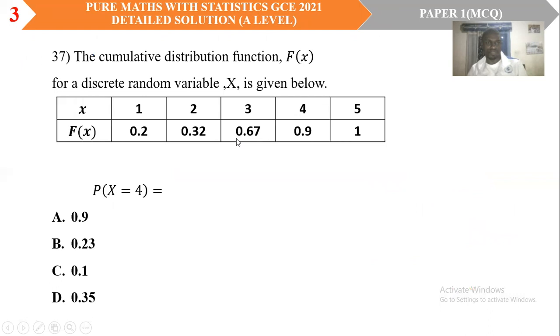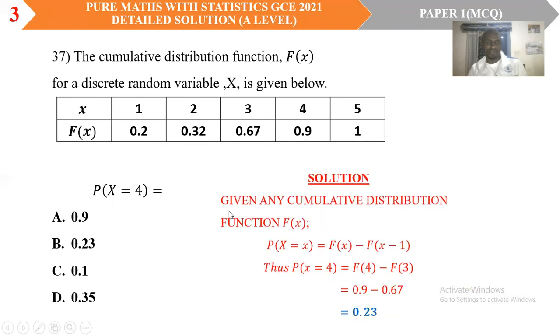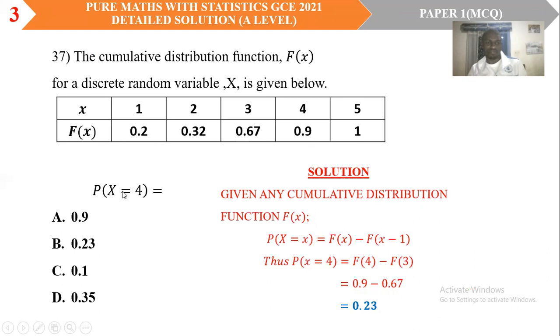Question 37. The cumulative distribution function F of x for a discrete random variable x is given below. When x is 1, the cumulative is 0.2. When x is 2, we have 0.32. When x is 3, we have 0.67. When x is 4, we have 0.9. And when x is 5, we have 1. The probability of x equal to 4 is.